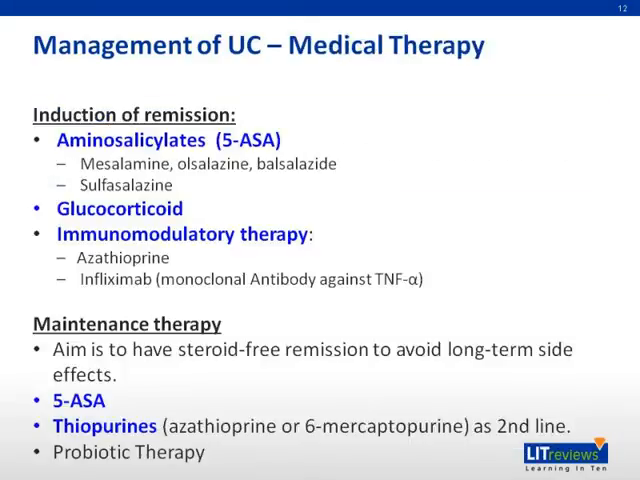The choice of treatment for patients with ulcerative colitis should take into consideration the level of clinical activity, be it mild, moderate, or severe, combined with the extent of the disease. Is it a proctitis, left-sided disease, extensive disease, or pancolitis? The course of the disease during follow-up and the patient's preferences.